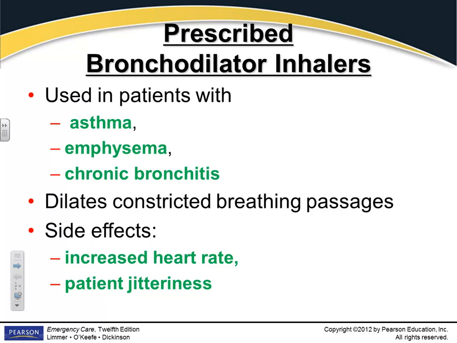So the side effects: your patient gets a little jittery, and the heart rate goes up a little bit. Those are side effects. They're usually not a problem unless the patient already is having chest pain and you add this to it. In that case, you probably don't want to use this, even if they're having respiratory distress, if you think they're having a heart attack. But anyway, beta agonist, it's a bronchial dilator. And we will go much, much more into all these medications when we get to the appropriate chapter.